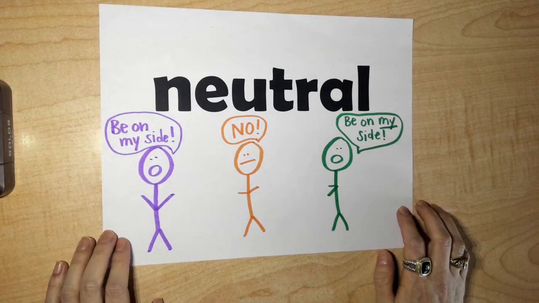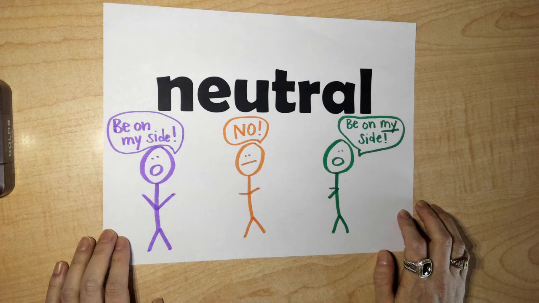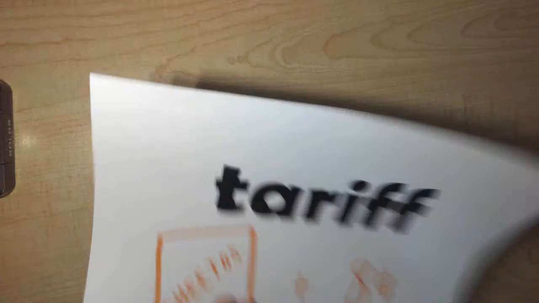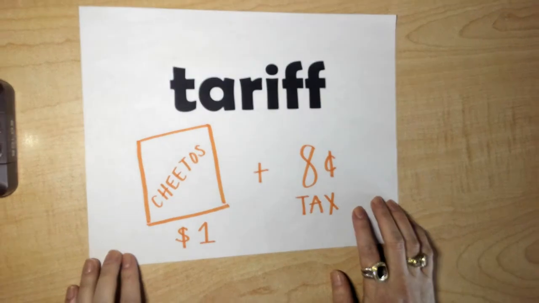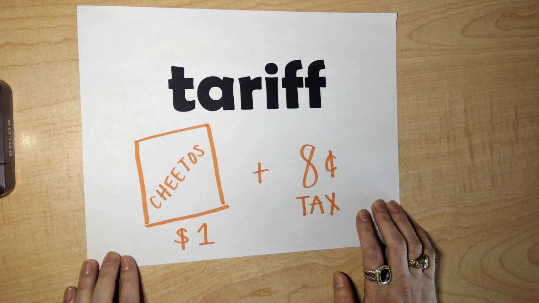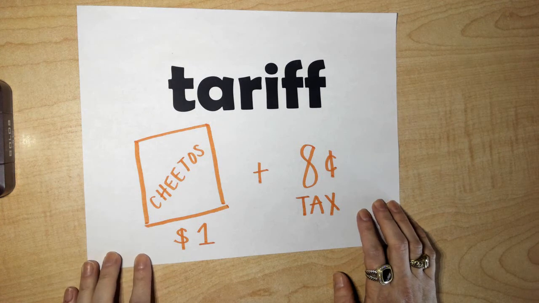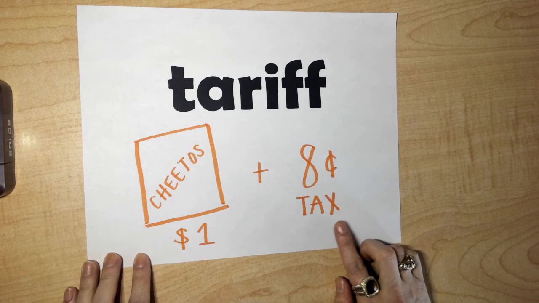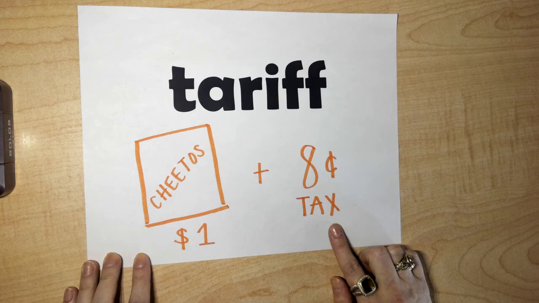Okay, we also talked about staying neutral. Neutral means that you are not going to pick anybody's side, you're going to completely stay out of it. And then finally, vocab-wise, today we also talked about tariffs. And you guys knew this one already, but a tariff is going to be a tax on imported goods. So if I buy something from another country, my American government is going to make me pay an extra tax, and that tax goes to my American government to help pay off the national debt.